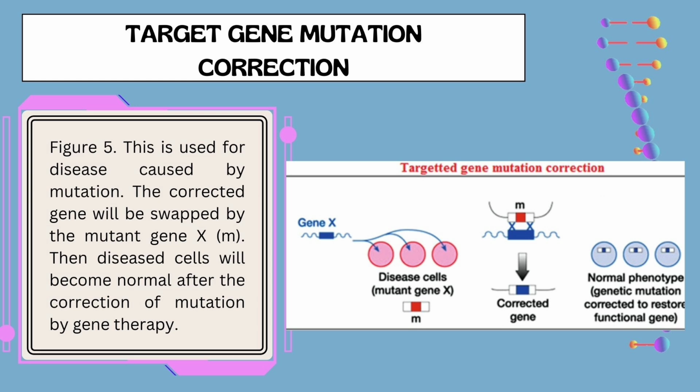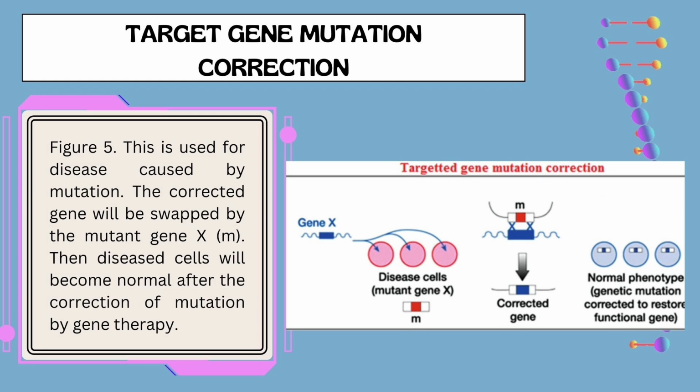The diagram illustrates a process resembling homologous recombination. The normal gene replaces the defective gene M within the chromosomes. Then, after the replacement, the cell now contains the corrected gene. The formerly diseased cells now exhibit a normal phenotype because the functional gene is restored. So the normal phenotype shows the gene mutation corrected to restore function through gene therapy.